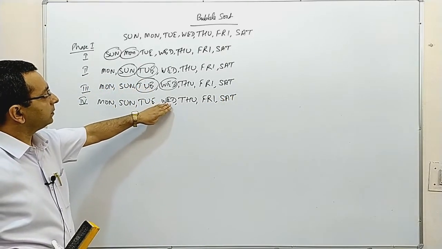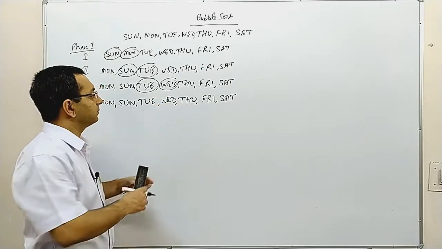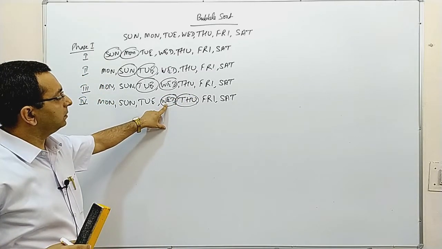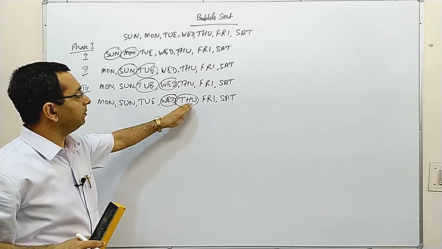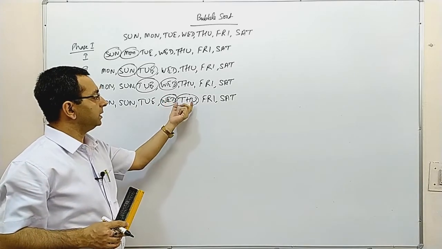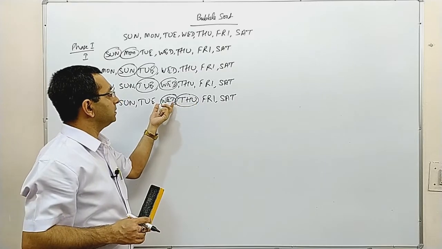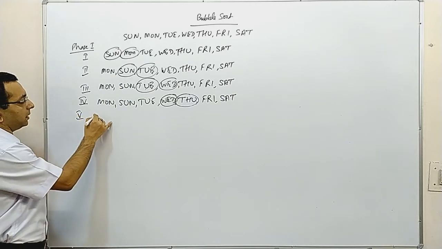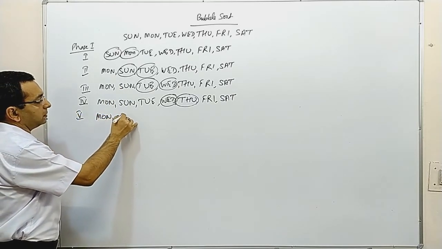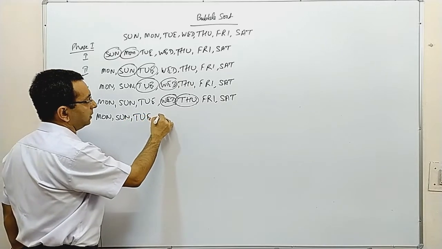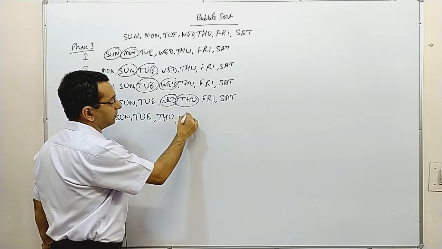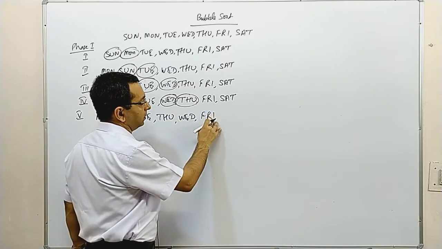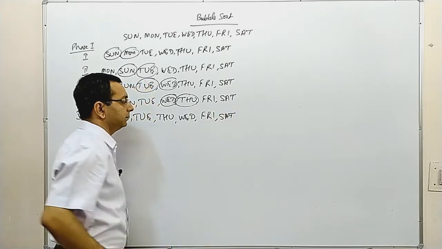Now Wednesday will be compared with Thursday, because W comes after T. So T will be interchanged with W. This Thursday will be replaced with Wednesday and Wednesday will be here. So in the next step, Monday, Sunday, Tuesday, Thursday, Wednesday, Friday. Here we have interchanged, then Friday and Saturday.